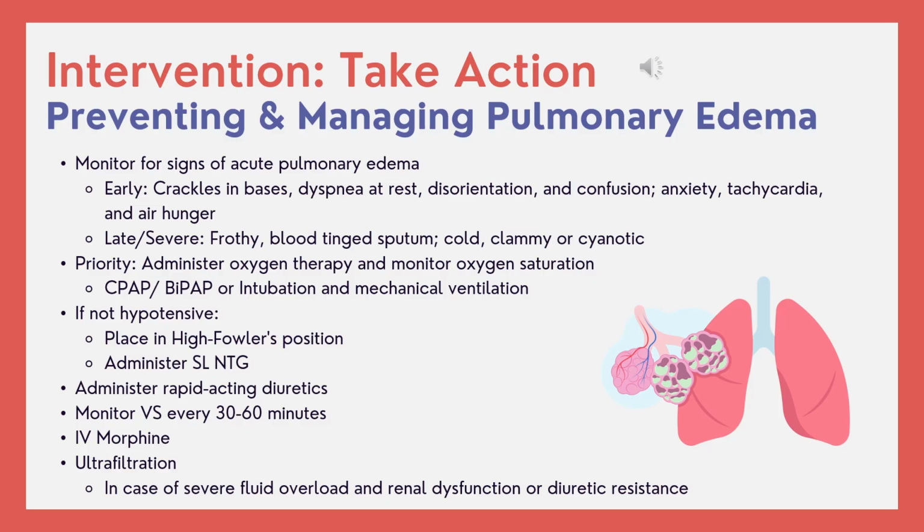We may administer rapid-acting diuretics like furosemide or Lasix. We're for sure going to be monitoring those vital signs every 30 to 60 minutes, paying very close attention to the blood pressure and to the respiratory status. We can administer IV morphine to reduce venous return, help with anxiety, and to decrease the work of breathing. And lastly, we may need to utilize ultrafiltration, such as hemodialysis. And this is considered in cases of very severe fluid overload, renal dysfunction, or if the patient has diuretic resistance.